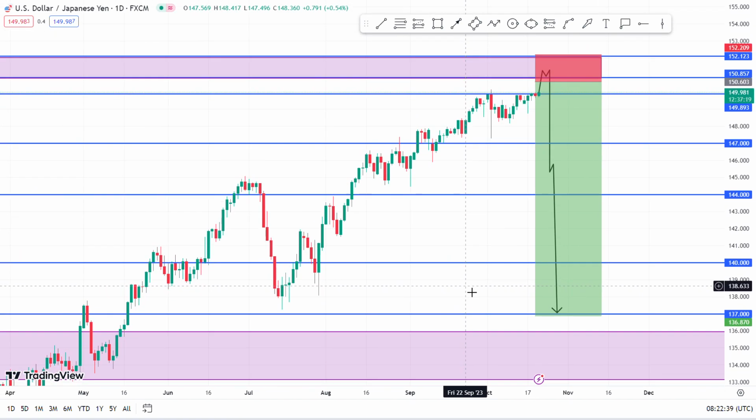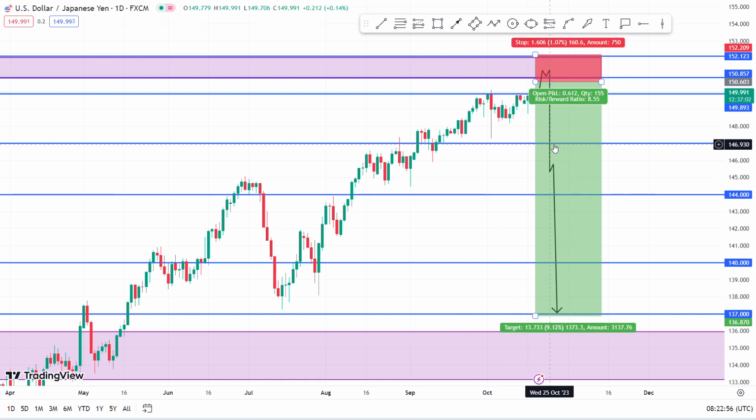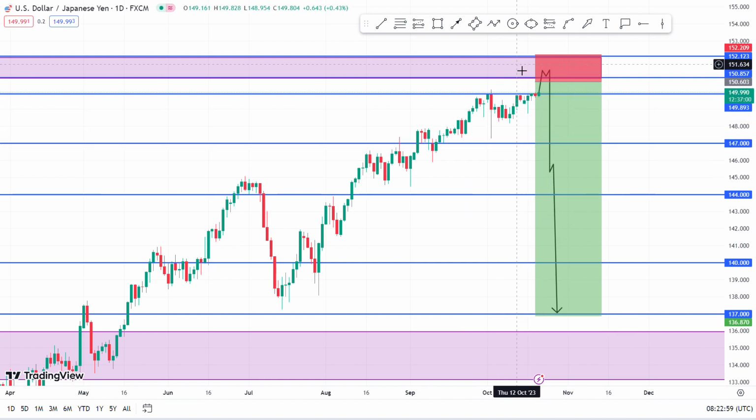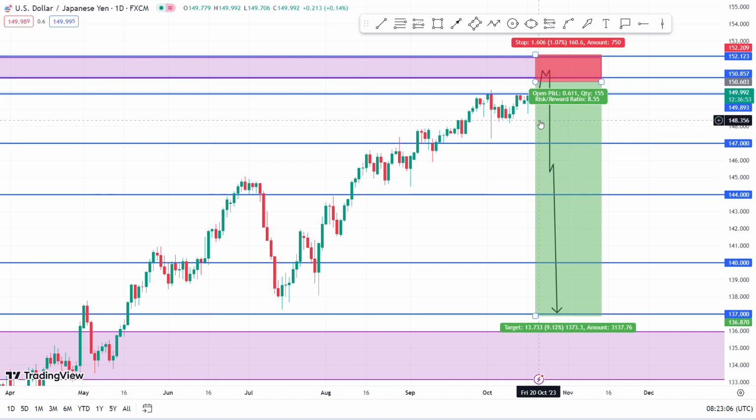So my encouragement is always to follow the higher time frame, follow the market structure and price action, then keep lowering it down. Once the market has reached here, you move your stop loss from here to here. When the market reaches here, you also move your stop loss to here, until you capture all these 1375 pips. You get it, guys?